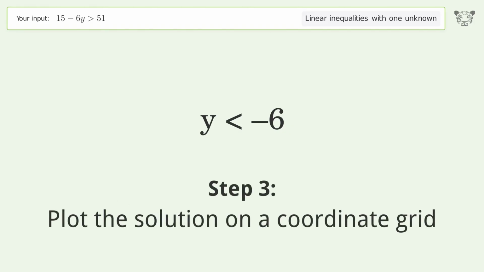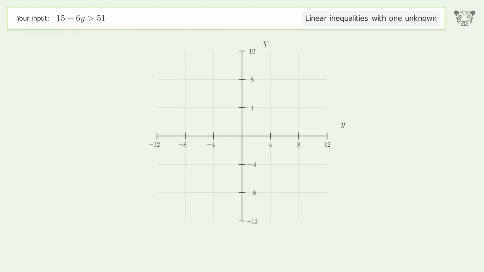Plot the solution on a coordinate grid. And so the final result is y smaller than -6.